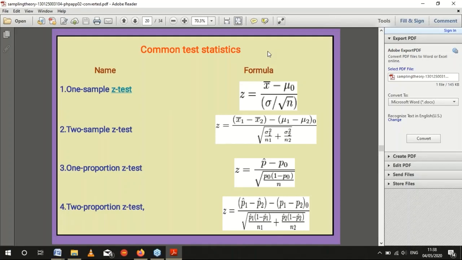So even if we don't have the time to do it, you already know it yourself. No knowledge is lost. Then number four, we have the two proportion Z test.